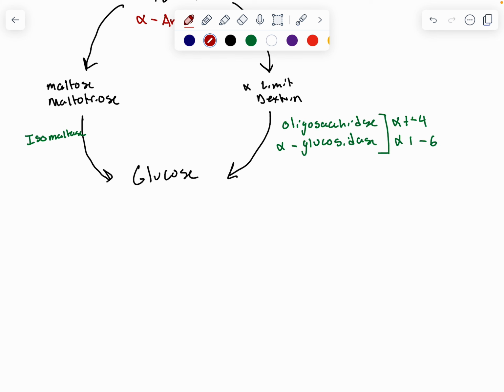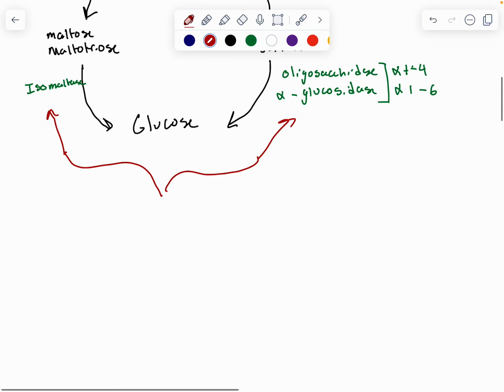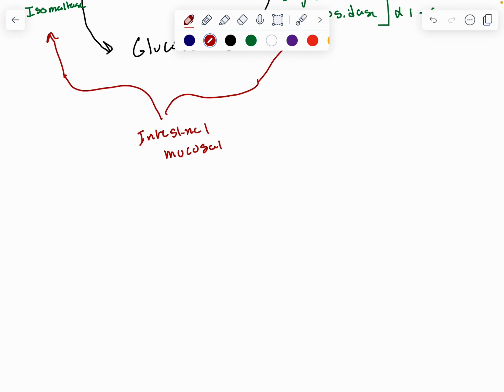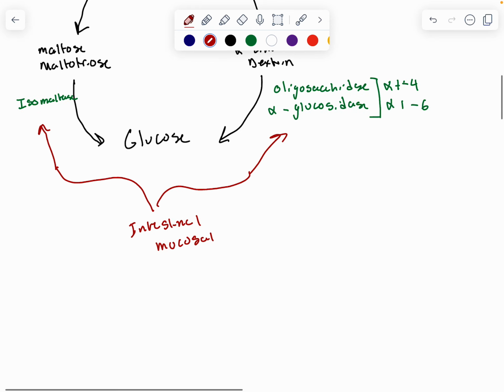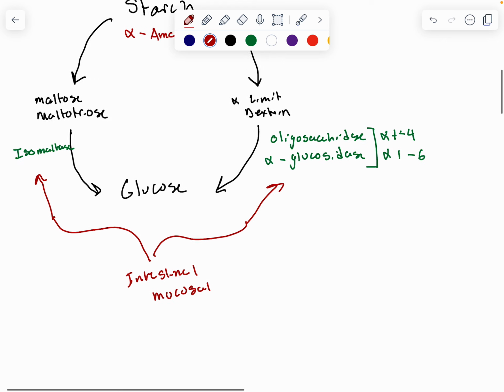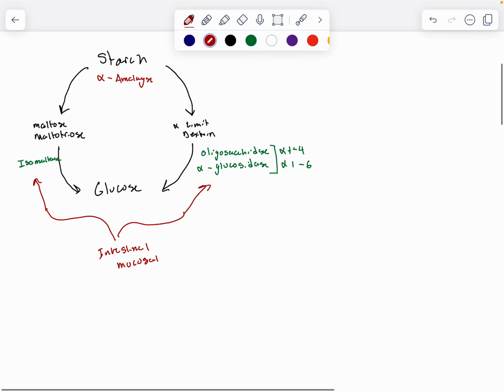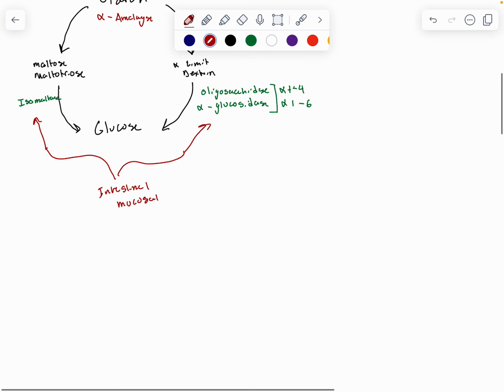Another fun note to know is isomaltase and these two enzymes over here are both supplied by intestinal mucosal cells. Did I spell that right? Yeah, if not, no worries, you guys understood what I'm saying. So intestinal mucosal cells supply both of these enzymes to break down our intermediate steps into glucose. And once we have it broken down into glucose, this glucose is going to come over here.